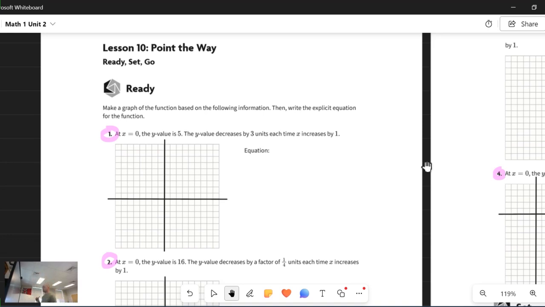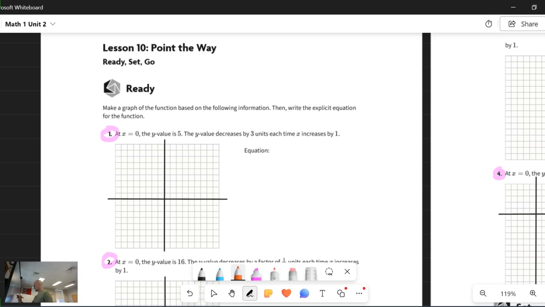All right, so we're going to hit the ground running here. Very straightforward in today's homework helper. In this first one, the first couple of problems, it says make a graph of the function based on the following information, then write the explicit equation for the function. So it's going to be giving us a starting point. It says when x is 0, the y value is 5.